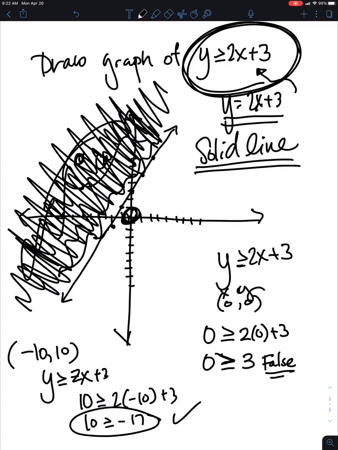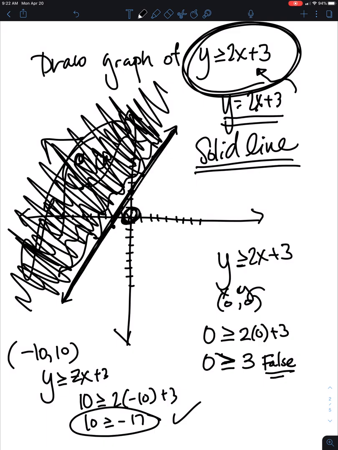All right, and they ask you to state the boundary of the region. Well, the boundary is this line, so all the answers fall on or above this line. So I'm going to say that again. They fall on or above the line of y equals 2x plus 3. So the boundary is that graph right there.